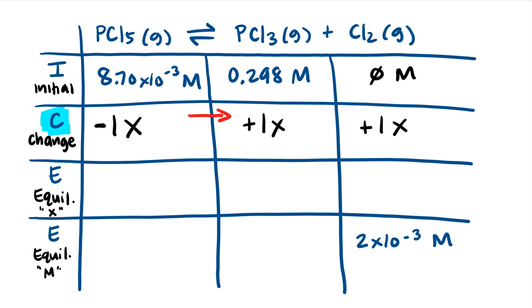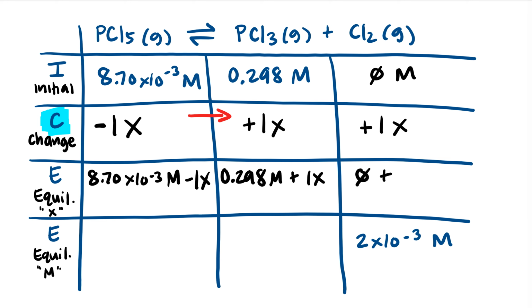Now for our equilibrium row that's written in terms of x. This is the easiest one. You're just going to combine the I and the C together. So we have 8.70 times 10 to the negative third molar minus 1x. And then PCl3, 0.298 molar plus 1x. And the chlorine will be 0 plus 1x. And so that's what I mean by having an equilibrium row in terms of x.